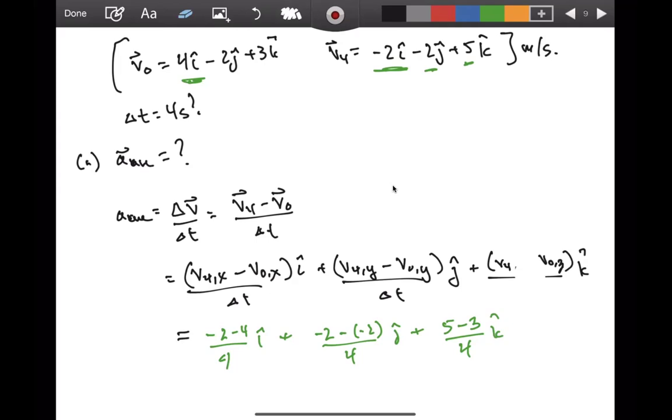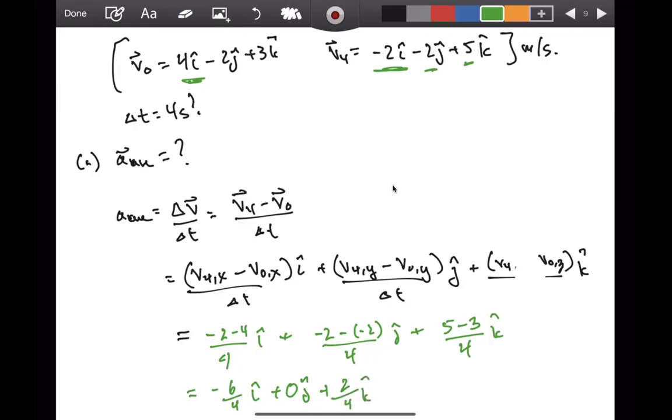Okay, oops, I erased part of it, that's okay. So I get a -2 minus 4, which is the same thing as -6 divided by 4. So -6 divided by 4 in the i hat direction. Here I get a -2 minus a -2, which is the same thing as -2 plus 2, which is then 0 in the j hat direction, plus 2 over 4 in the k hat direction.